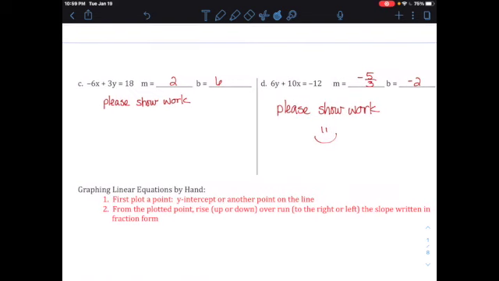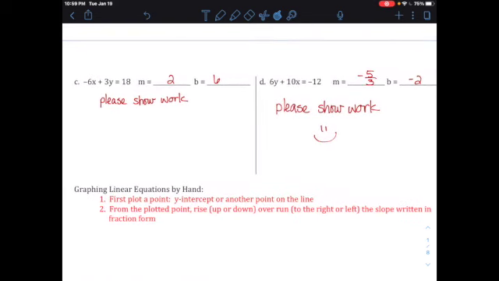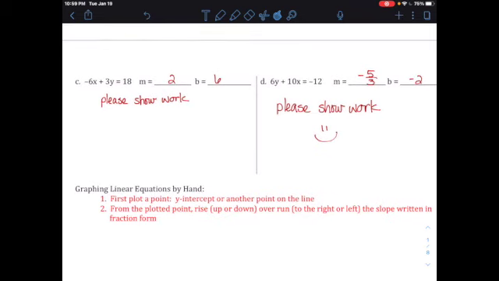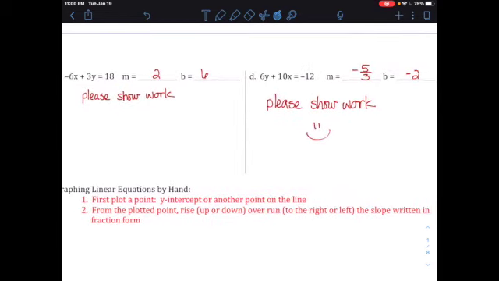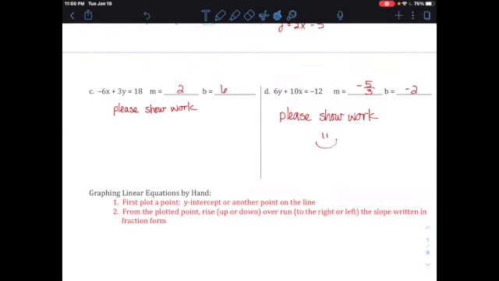Next one, remember if it's red, you gotta jot it down. So, graphing linear equations by hand. 1. First, plot a point, the y-intercept or another point on the line. In this case, point-slope form, I have given you a point. Even though that's not at the y-axis, it's a point, so use that point. 2. From the plotted point, rise is up and down, run is over, that's the slope, written in fraction form. So if it's 2, it's 2 over 1.